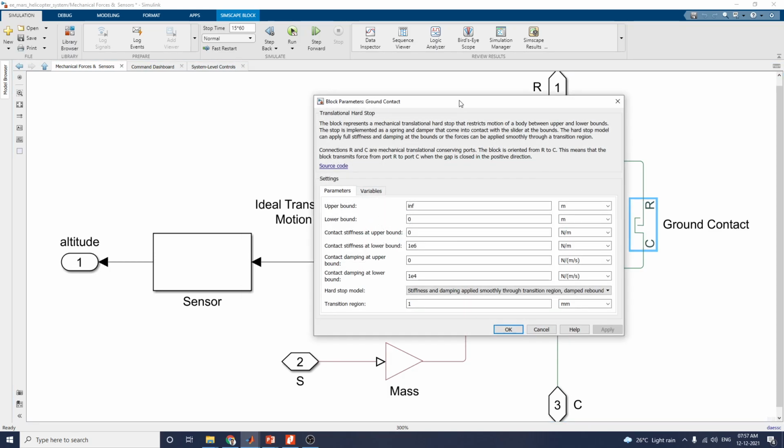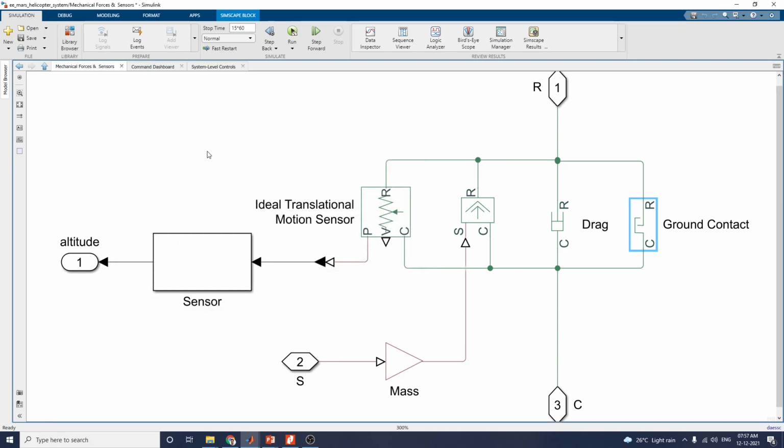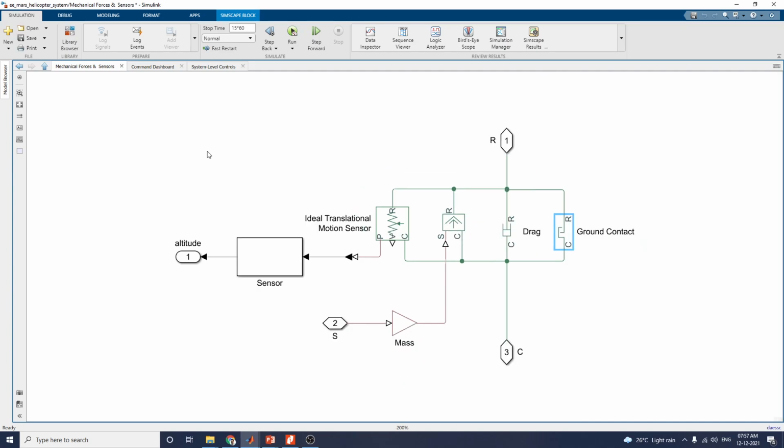This block represents a mechanical translation hard stop that restricts the motion of a body between upper and lower bounds. The stop is implemented as a spring and damper that come into contact with the slider at the bounds. The hard stop model can apply full stiffness and damping at the bounds, or forces can be applied smoothly through a transition region. These are subsystems of this mechanical forces and sensors block.